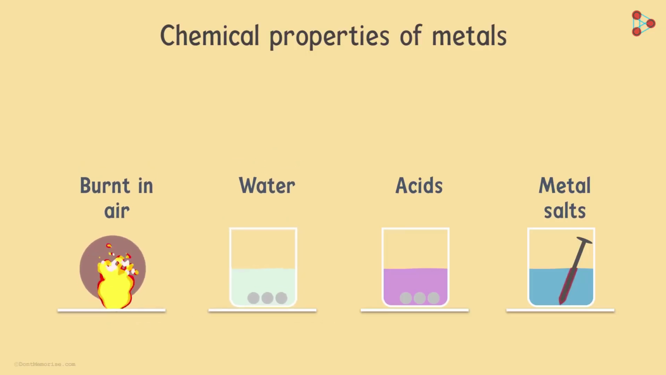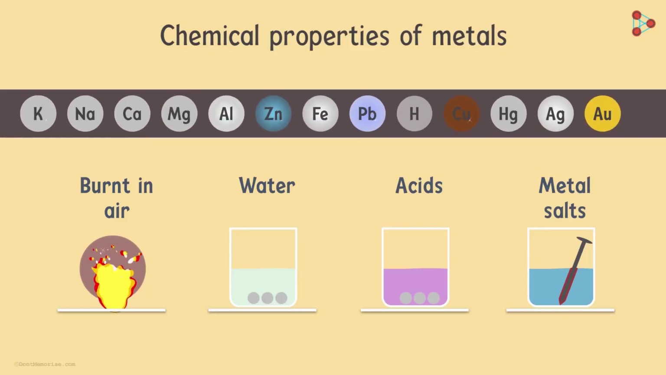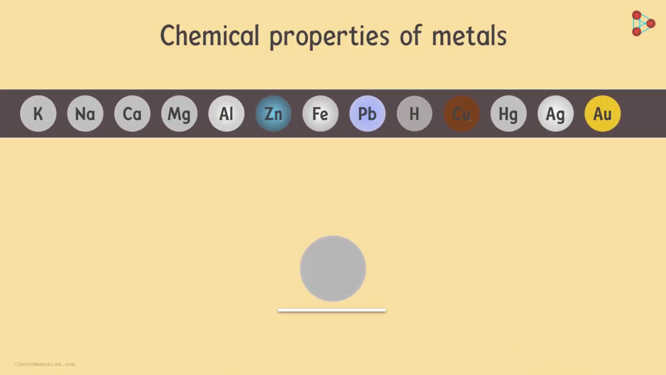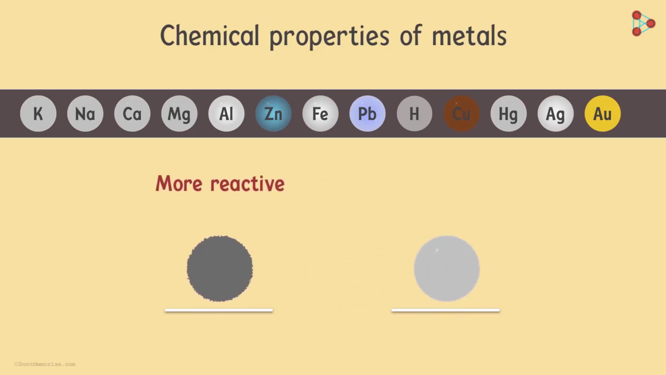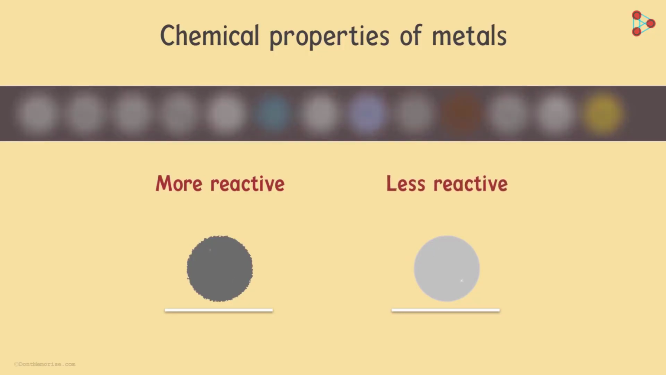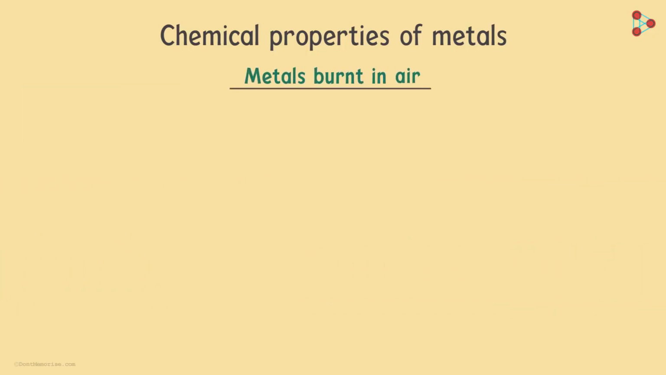Now in all these four categories, there's just one simple thing we will do. We will look at how reactive the metals are. If the metals react easily, may it be with oxygen or air or anything else, we say that they are more reactive. When it's more difficult for them to react, we say that they are less reactive. Let's focus on the first category. Metals burnt in air.